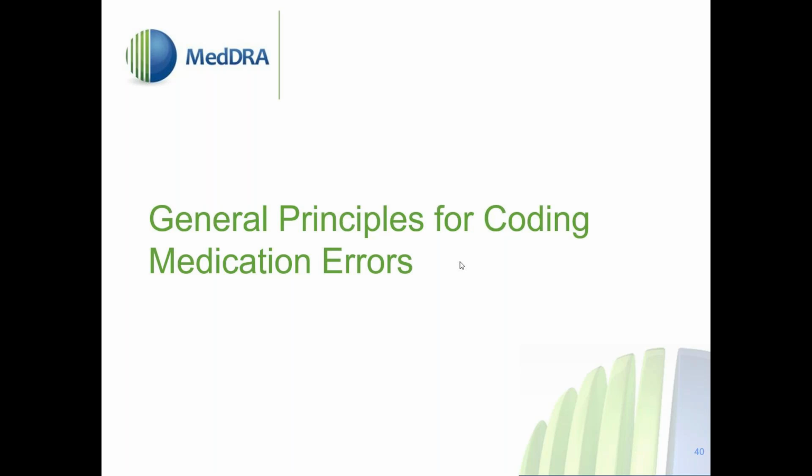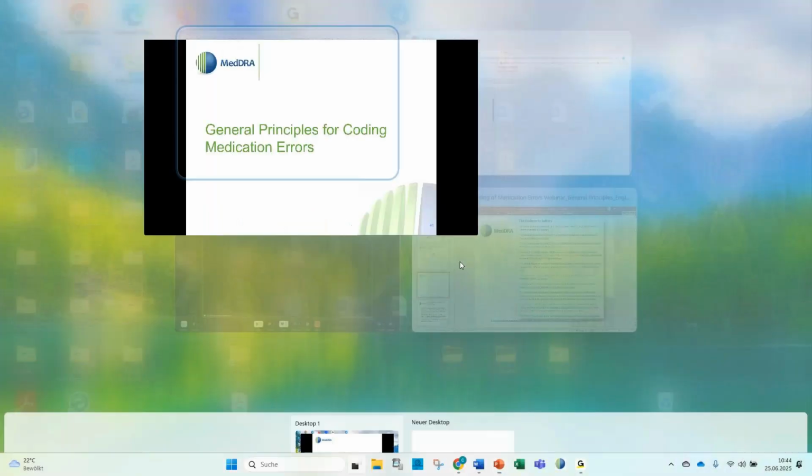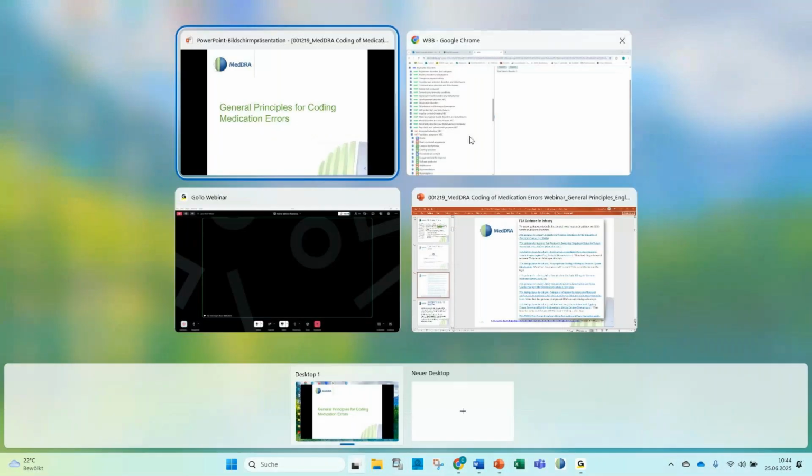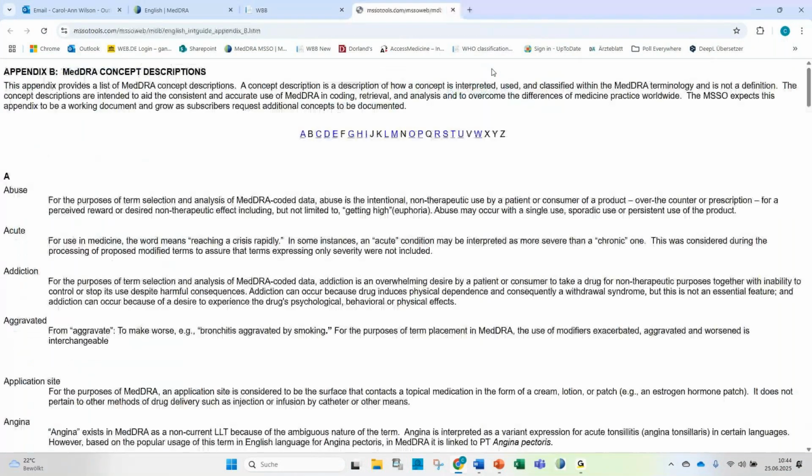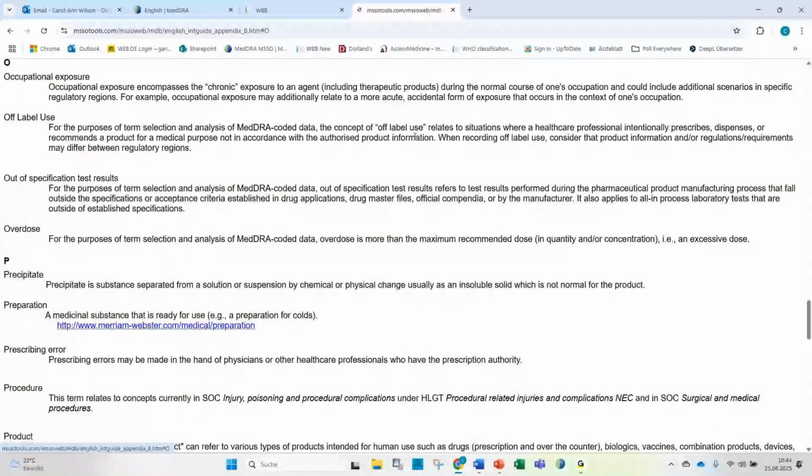What, if you can just repeat for us, what's the definition of an overdose for coding purposes? I can show you. Best to show you. Here we have our concept descriptions. And if I click on the O, we will be brought there. For the purposes of term selection and analysis of MedDRA-coded data, overdose is more than the maximum recommended dose in quantity and or concentration. In other words, an excessive dose. That's the concept.